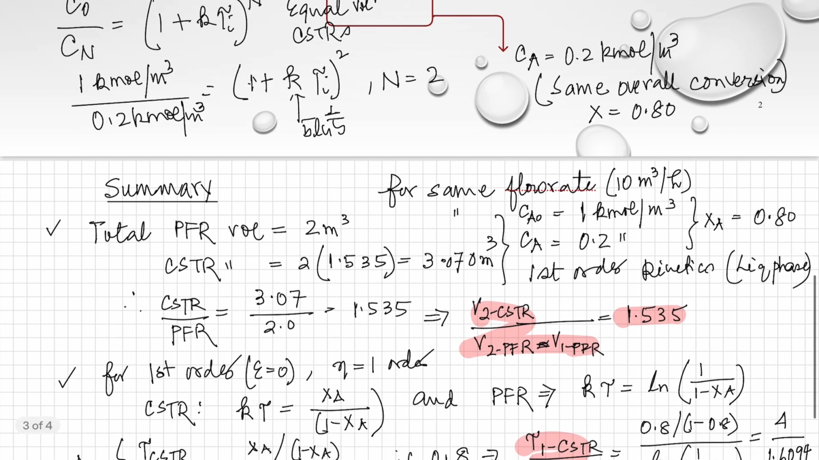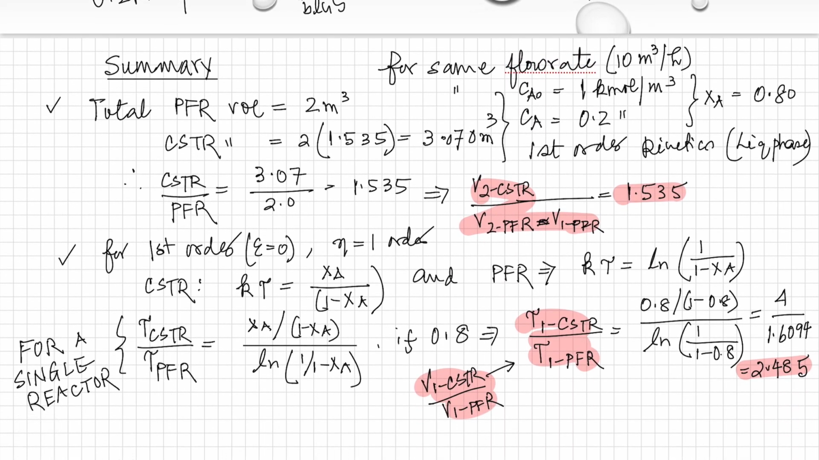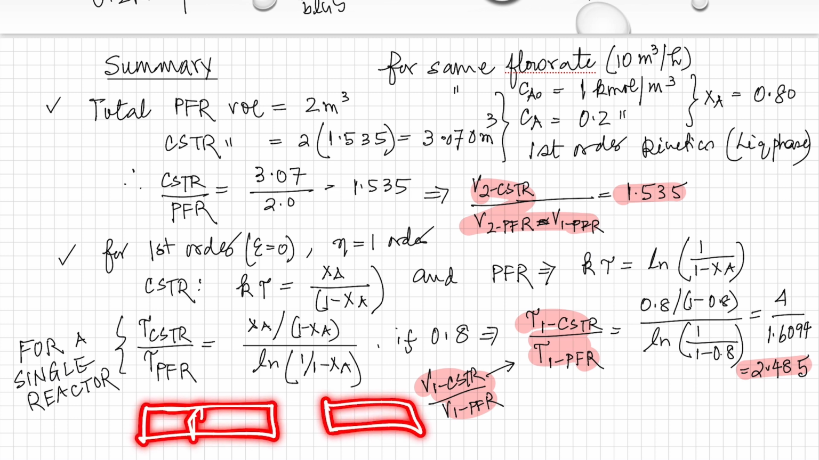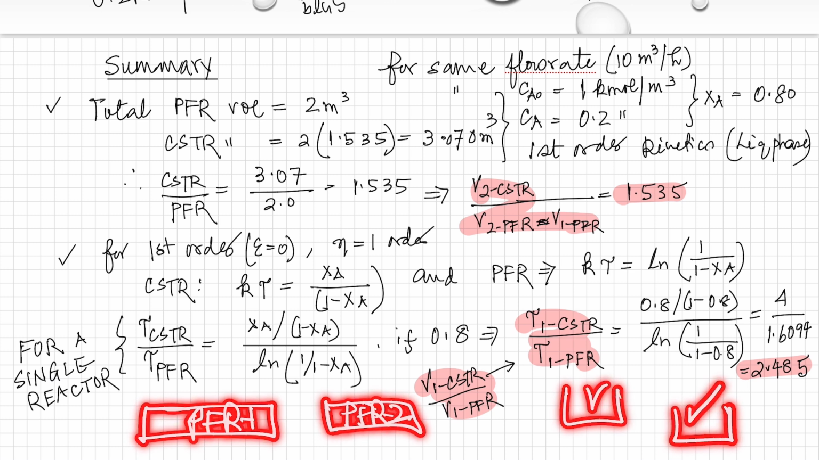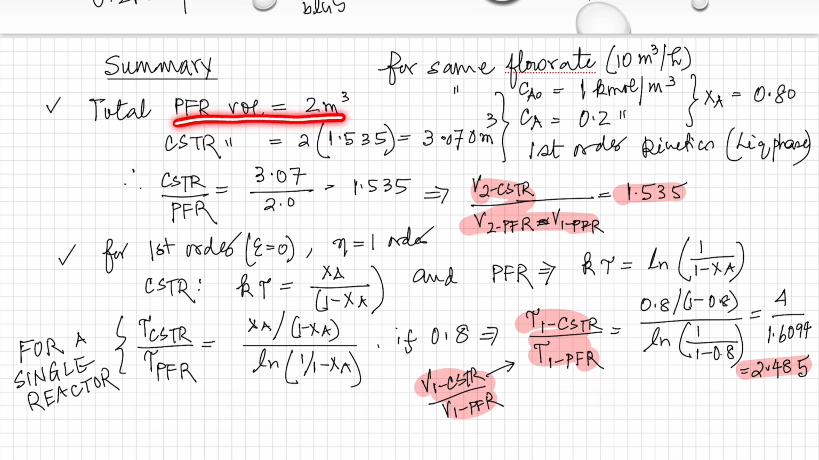So what's the overall takeaway? The summary of this problem. For this problem, we of course have the same flow rate, inlet concentration, exit concentration, first order kinetics, and the overall conversion remains the same for two systems. One, we have two PFRs in series, this is PFR 1 and PFR 2, and for the other we have the two CSTRs in series, each of volume V. So the total volume of the PFR was 2 meter cube, 1 plus 1 for each PFR.